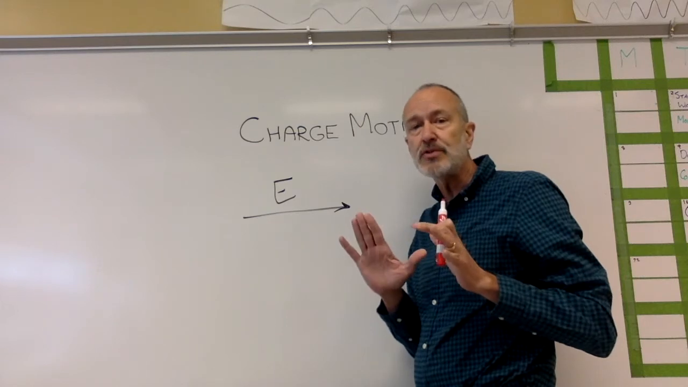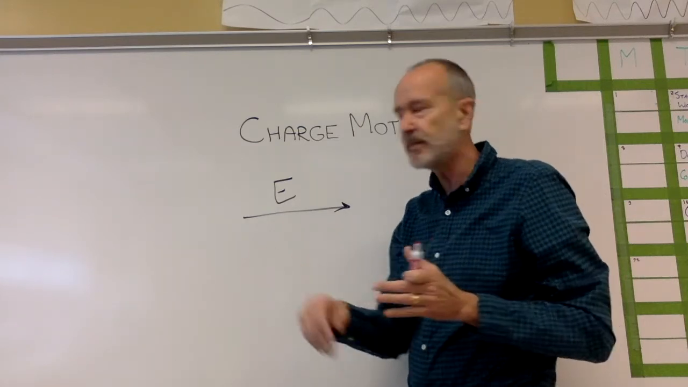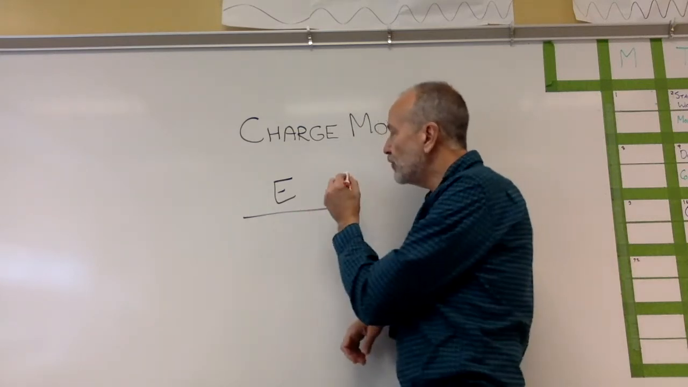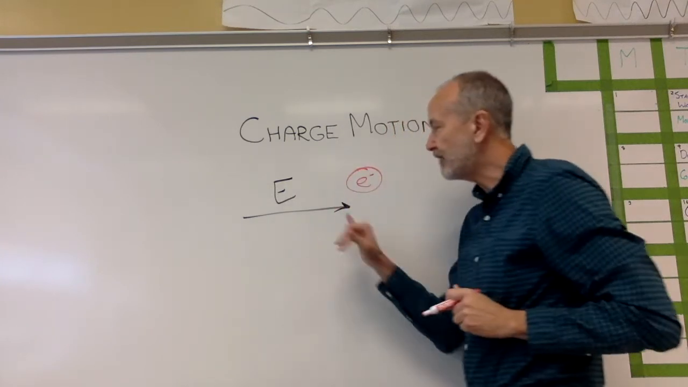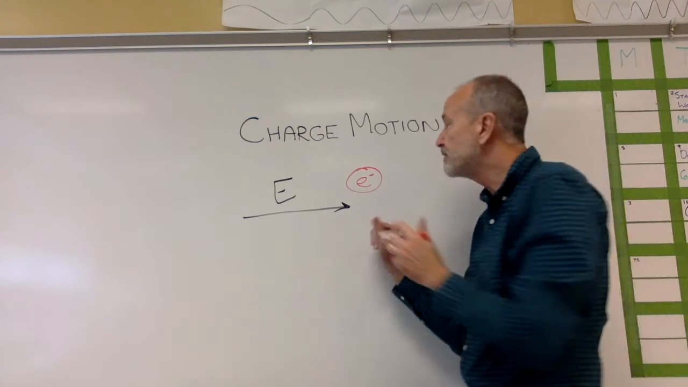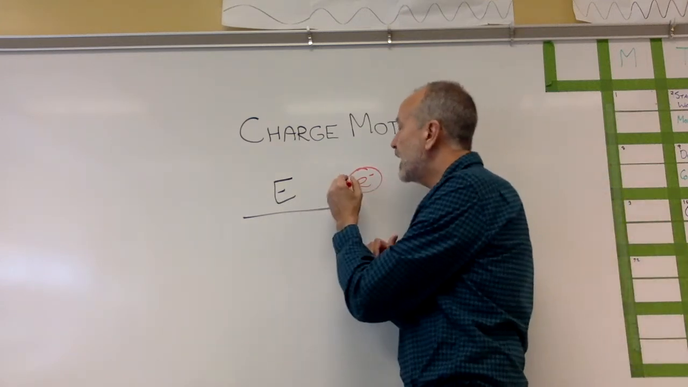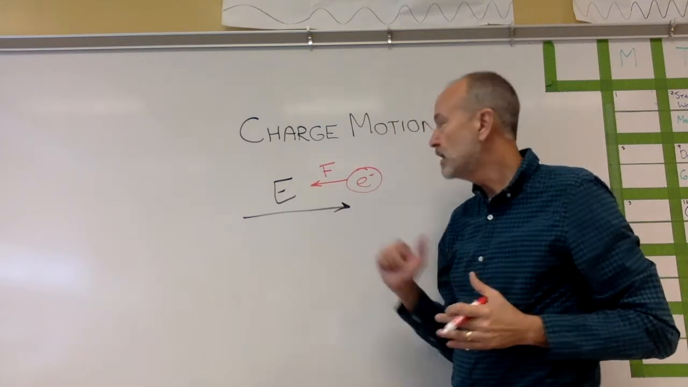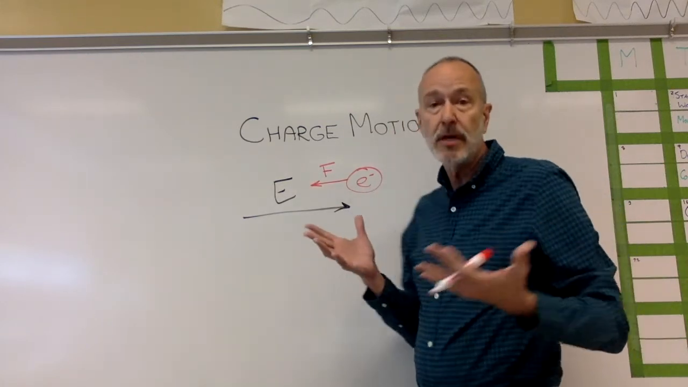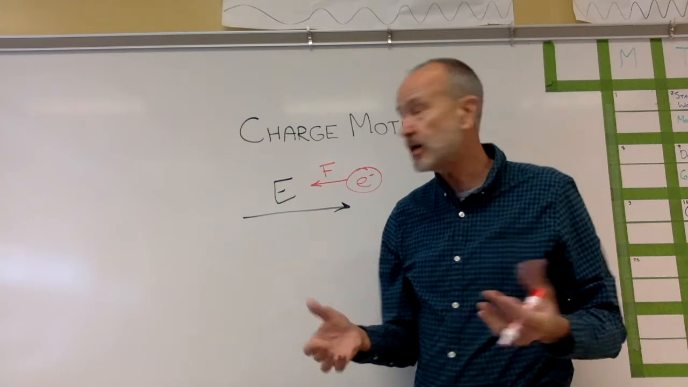An exception is when you have ions in a solution. We'll talk about that later. But most of the time we have electrons. Here's an electron. If I put it in an electric field like this, it's going to experience a force opposite the direction of the electric field. So that's what governs most of the charge motion that we're going to talk about.